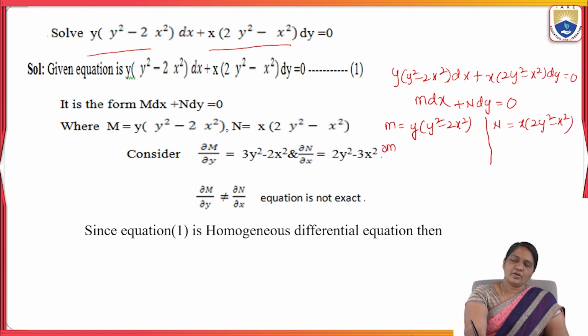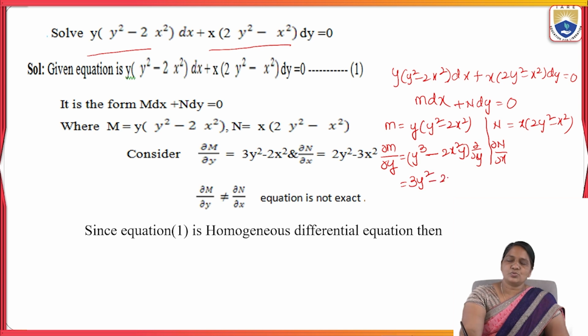So finally, we are going to calculate dou m by dou y and dou n by dou x. Based on these values, we are going to decide about the given equation. So dou m by dou y means we do the partial differentiation with respect to y. So this is y cube minus 2x square y. For y cube the differentiation is 3y square, minus 2x square is the constant, y value is 1. So finally this value is 2y square minus 2x square. That is dou m by dou y.